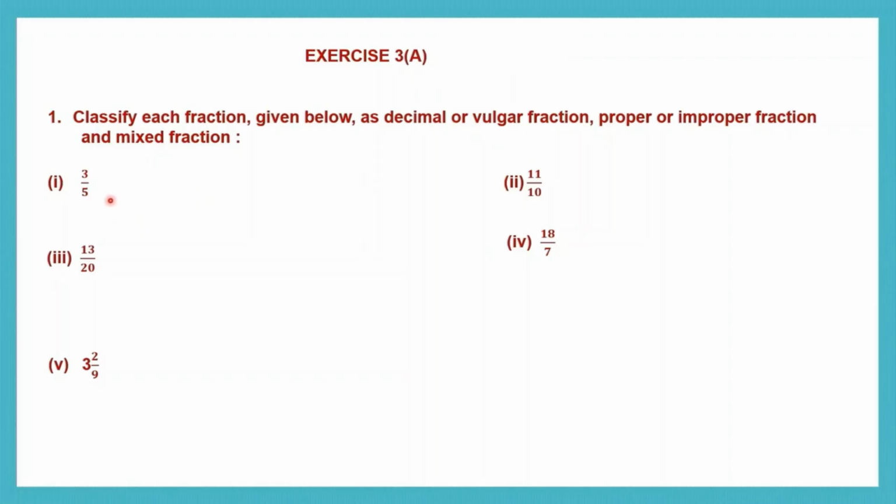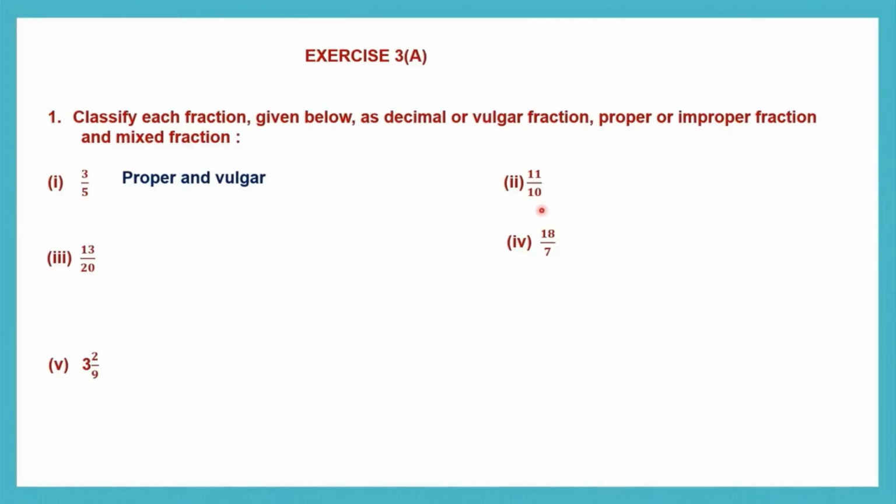Now 3 by 5, denominator is greater than the numerator. And denominator is not 10, 100, 1000 or a higher power of 10. So this can be a proper fraction and a vulgar fraction. Proper fraction because the denominator is greater than the numerator. Vulgar fraction because the denominator is not 10 or a higher power of 10.